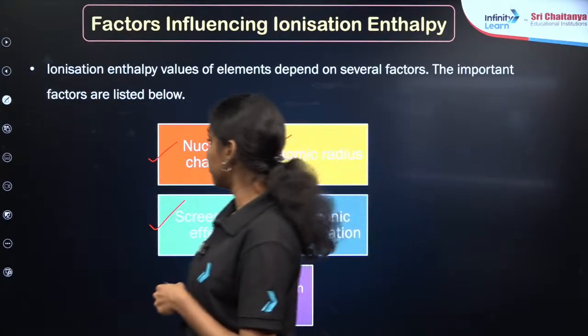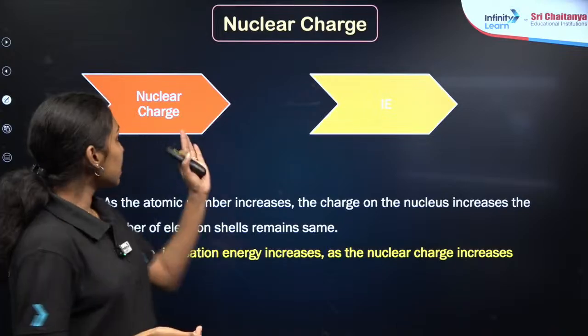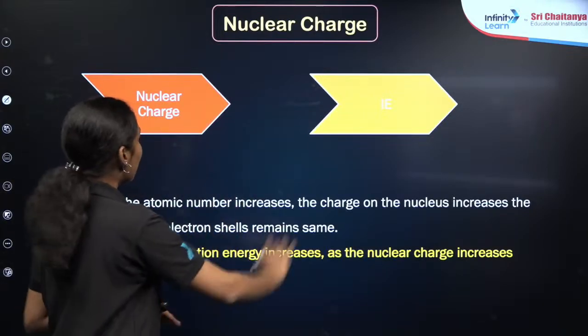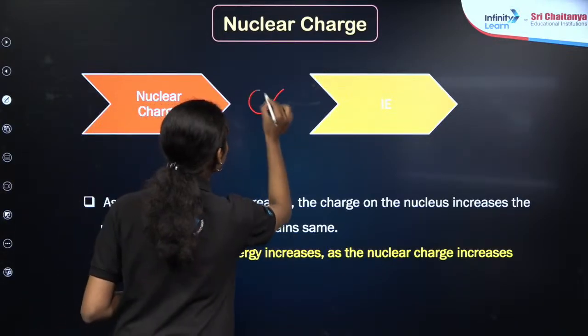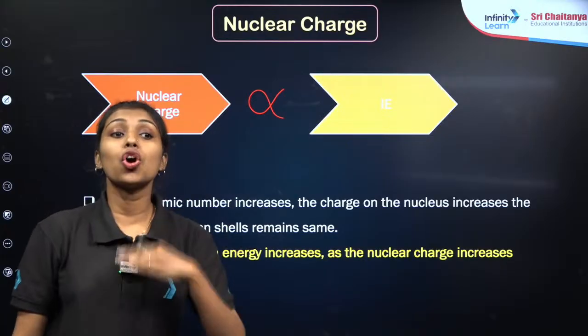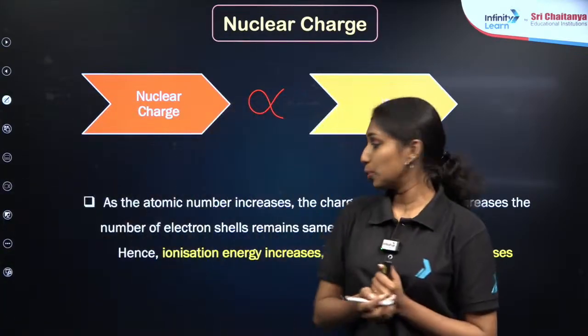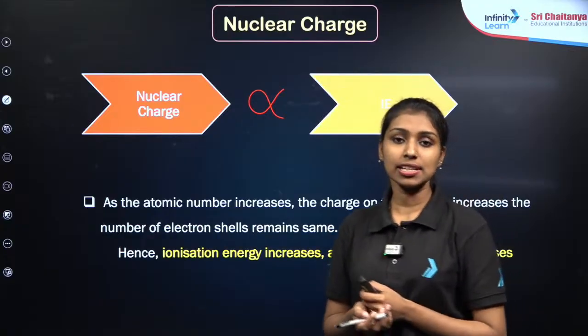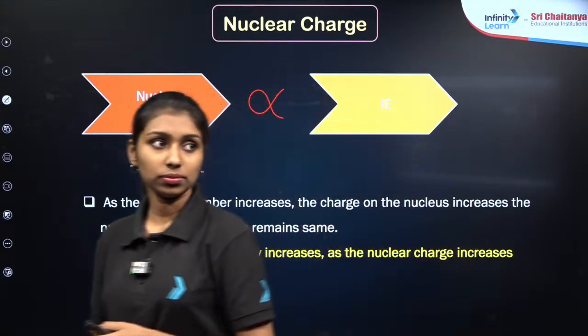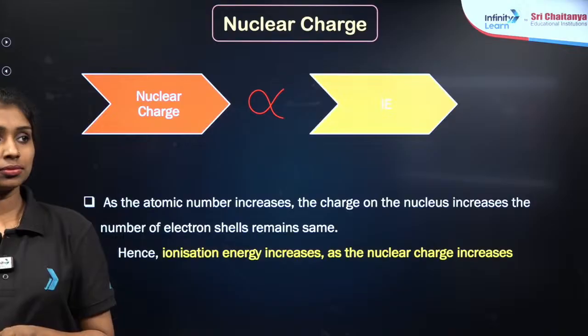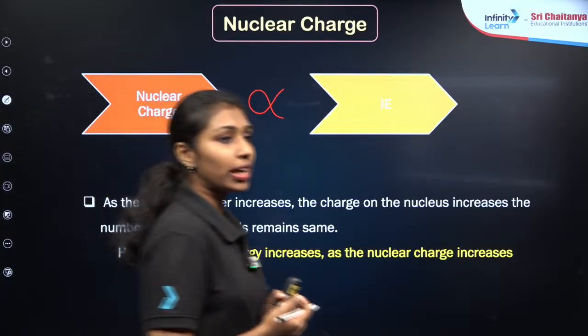The first thing is the nuclear charge. As you can see here, as the nuclear charge increases, ionization energy also increases. In the previous class we have already discussed nuclear charge. What do you mean by nuclear charge?